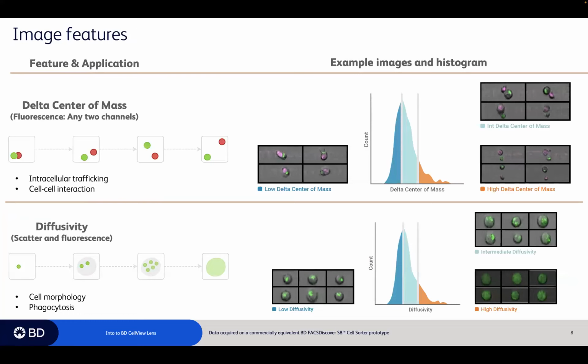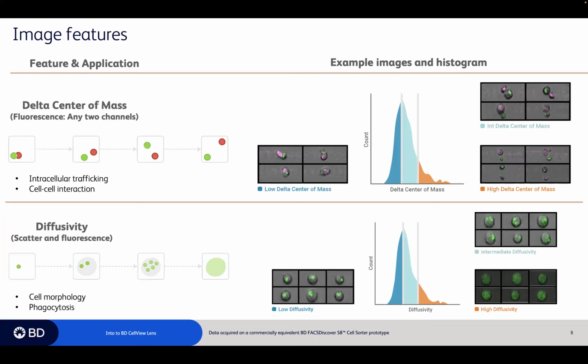All right, delta center of mass. So you can pick 2 channels and ask how far apart they are. How far apart is the centroid? And so you can see the purple and the green here, depending if they're very close together versus middling versus far apart. So that's a pretty interesting set of graphics.